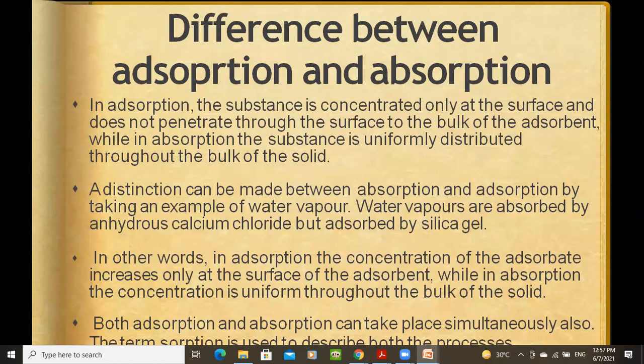A distinction can be made between adsorption and absorption by taking the example of water vapor. The water vapor is absorbed by calcium chloride and adsorbed by silica gel. If we put calcium chloride and silica gel in a chamber, then what happens?